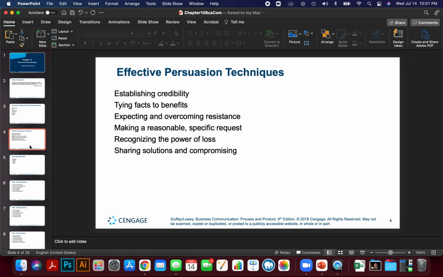Next is recognizing the power of loss, right? Making somebody recognize that if they miss out on something or they don't take action, they may lose something that is of value to them. So making sure that you apprise people of that possible loss is also a very important strategy. Next, and finally, the last effective persuasion technique we'll talk about is sharing solutions and then compromising. Talking to somebody and then compromising with a possible solution.